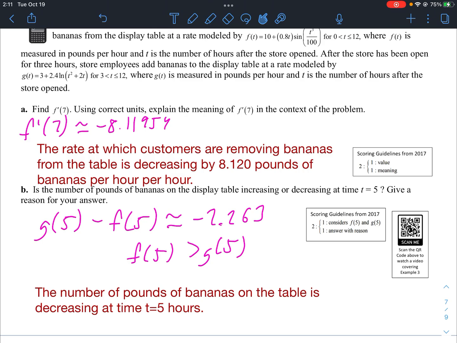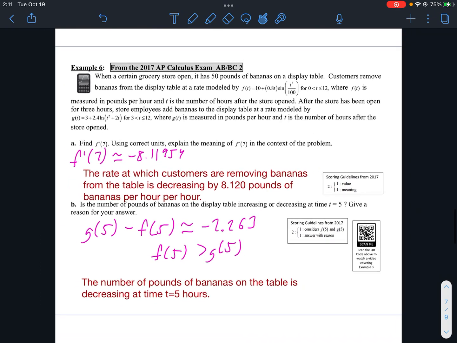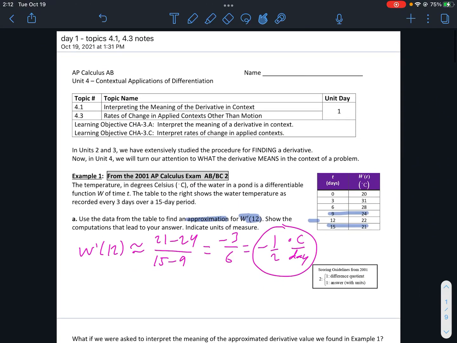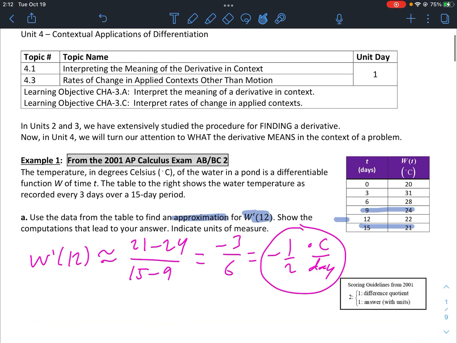That's it. All right, that is it for our lesson here on these two topics, which are very similar. It's basically interpreting the meaning of derivatives. All right, thanks again for tuning in today. Next time we'll take a look at straight line motion, position, velocity, and acceleration.